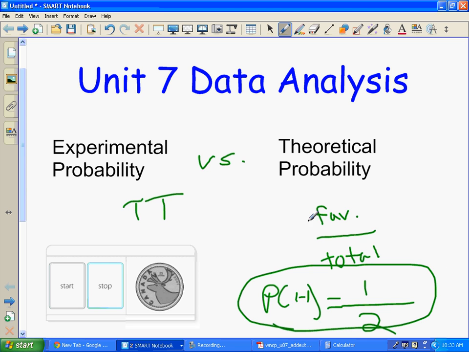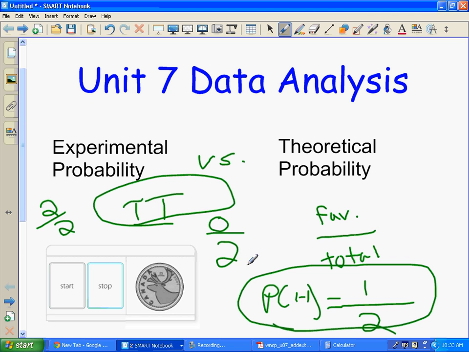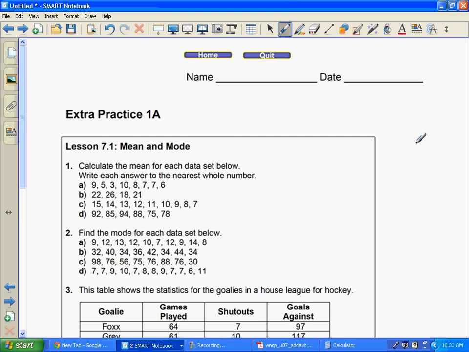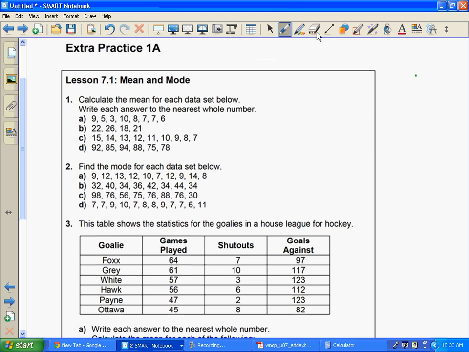So in theory, yes, we should have got 1 out of 2 heads. But when we actually calculated the experiment, we got 2 out of 2 tails, or 0 out of 2 are heads. So that's experimental probability. That's what you actually get versus theoretical probability. And as you know, sometimes some people are luckier than others. So let's go on to this unit first. A few things we need to calculate. 2 of these you should have encountered before.